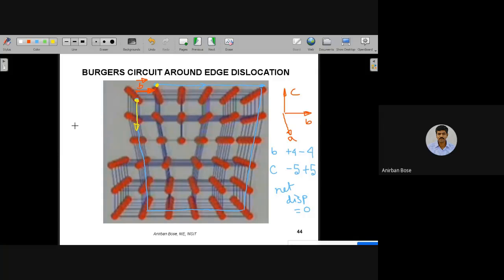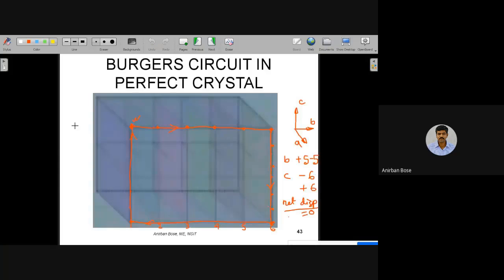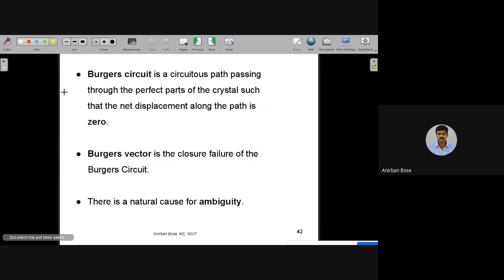So now you see the points there: the Burgers circuit is a circuitous path passing through the perfect parts of the crystal such that the net displacement along the path is zero. Clear? Now the Burgers vector is the closure failure of the Burgers circuit. Clear? There is a natural cause of ambiguity. What is the natural cause of ambiguity? In which direction we should move, whether clockwise or anti-clockwise. If we consider clockwise, we get the Burgers vector in a particular direction. If we consider anti-clockwise, we will get the opposite direction. So this will create an ambiguity about the actual direction of the Burgers vector.